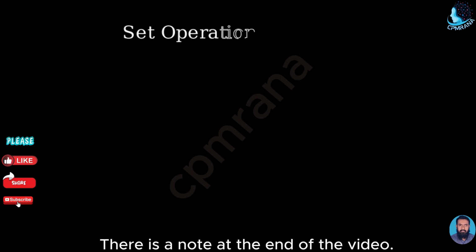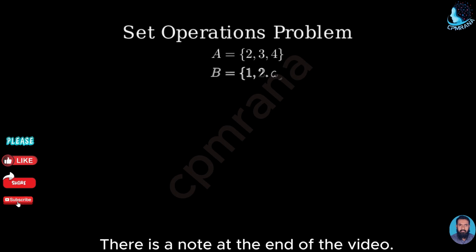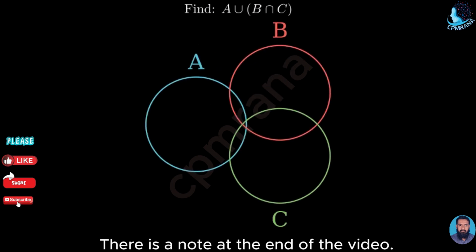Let's solve this set theory problem step by step. We need to find A union the intersection of B and C. Let's first visualize these sets using a Venn diagram. Here we have our three sets A, B, and C. Let's label the elements in each set.